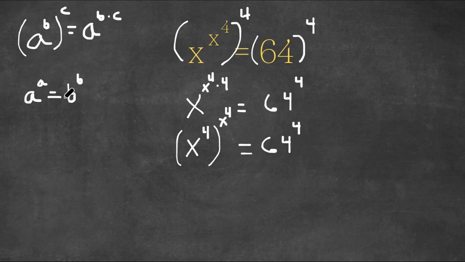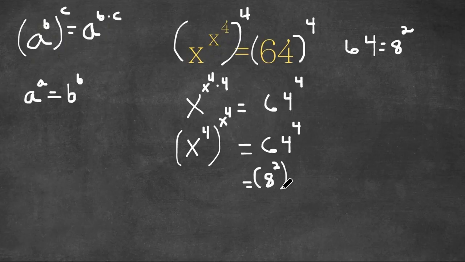Because if it is in this form, then we could just set a equal to b. So we already have x to the power of 4 to the x to the power of 4, so we already have a to the power of a. Now we just need to convert 64 to the power of 4 so that it's in the form b to the power of b. So 64 is equal to 8 squared, right? So we're going to replace 64 over here with 8 squared, so we're going to have 8 squared to the power of 4.